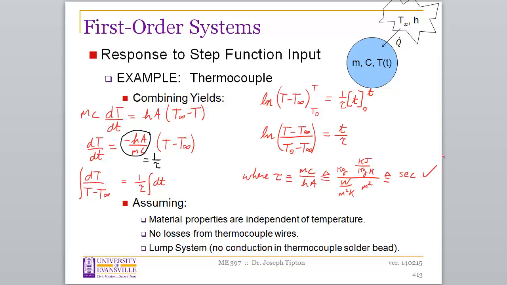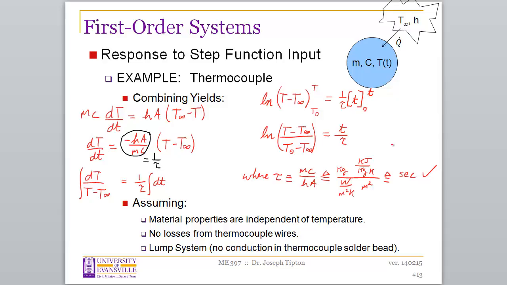So that checks out. And in doing this, we've assumed that the material properties do not change with temperature, they're constants. We've assumed that the wires that are attached don't transfer any thermal energy. And we've assumed a lumped system, so there's no conduction inside the bead. There's just convection heat transfer that's dominating how things change with time.